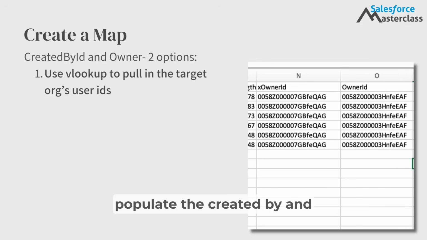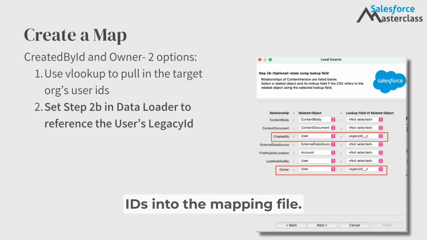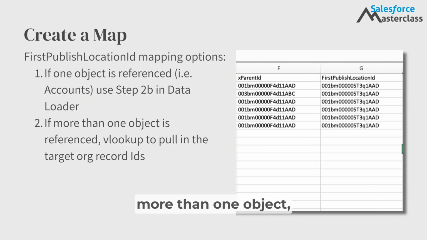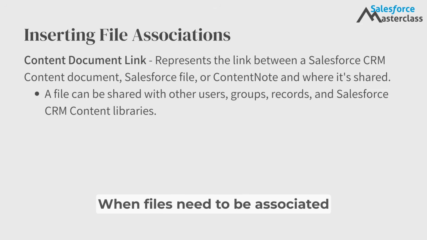There are two ways we can populate the created by and owner ID user lookup fields. One, use a VLOOKUP in Excel and bring the target org's Salesforce user IDs into the mapping file. Option 2 is to set step 2b in data loader to reference the legacy IDs you loaded into the user object. If your source data only references one object, like accounts, you can use step 2b in data loader to reference the legacy ID on a single object. If your source data references more than one object, you'll want to use a VLOOKUP in Excel to pull in the target org's record IDs. When files need to be associated to more than one record, you can create these associations by inserting content document links, which you can only do after you've completed the initial file insert into ContentVersion.